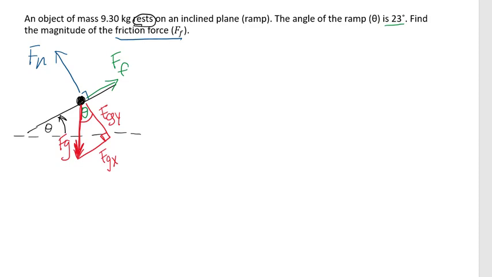So we need to find the magnitude of the friction force here. Here's our friction force. It's going up the ramp. So if this object is at rest, that means, if you remember, that the net force is 0. F net equals 0 here because the object is at rest. So in the x direction, the net force is 0 moving along the ramp. And in the y direction as well, the net force is 0.